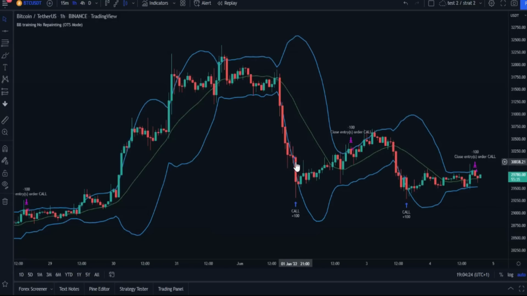And when these simple conditions are met, this strategy will show a buy signal, and the entry point will be here, at this candle that closed above the lower band. And it will take profit until the candles touch the upper band, then a sell signal will appear.